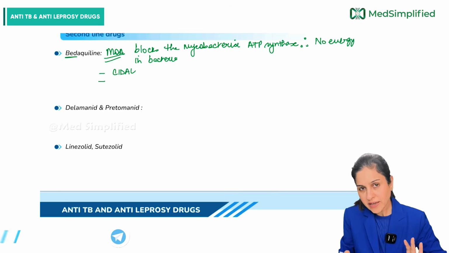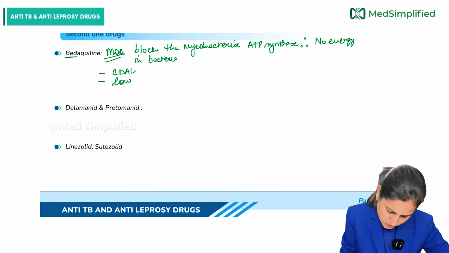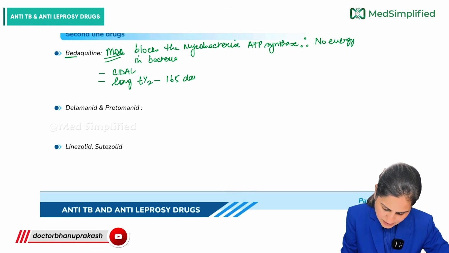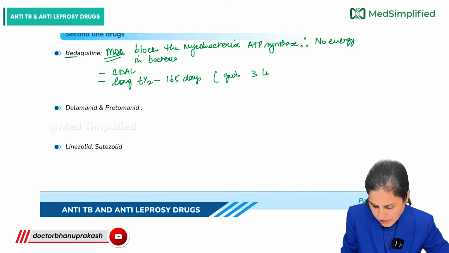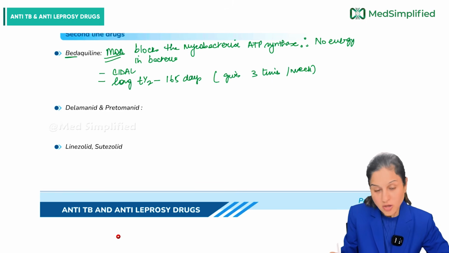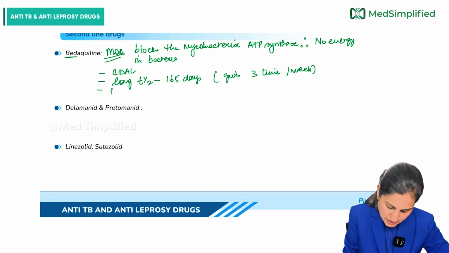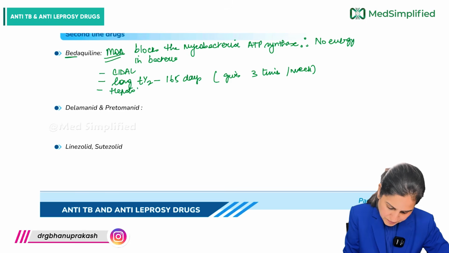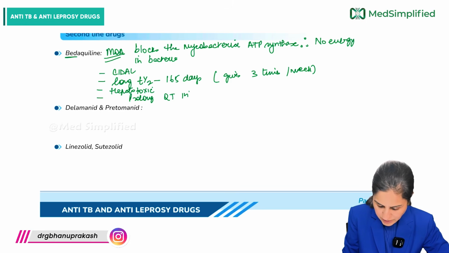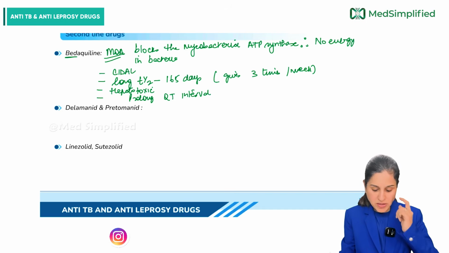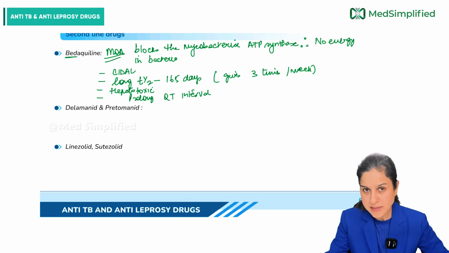Now, bedaquiline is a cidal drug. It has a very, very long half-life of 165 days. So you give it 3 times per week because of this long half-life. Now it is hepatotoxic and it can also prolong the QT interval. Because of these reasons, we don't give it beyond 6 months in any regimen.